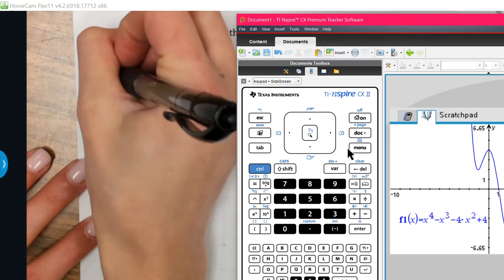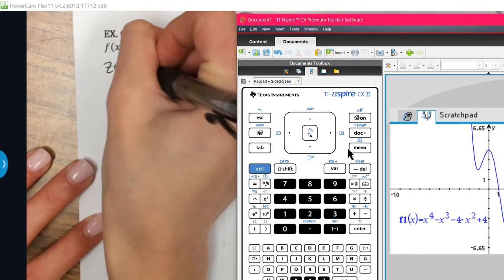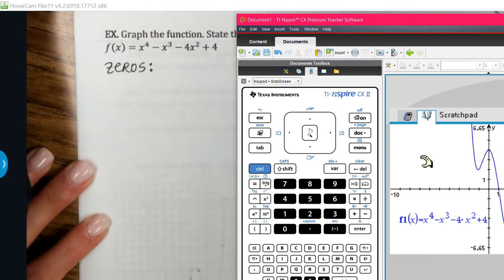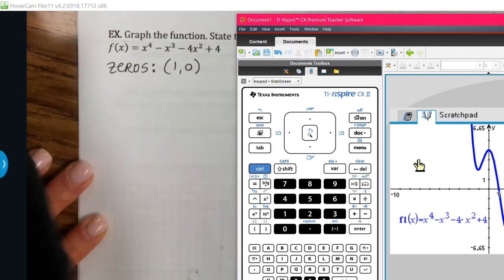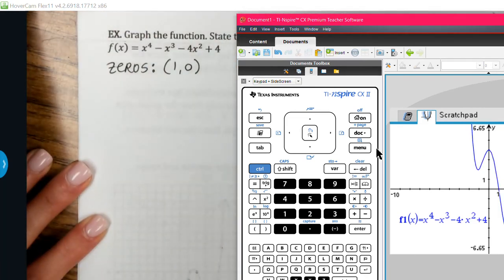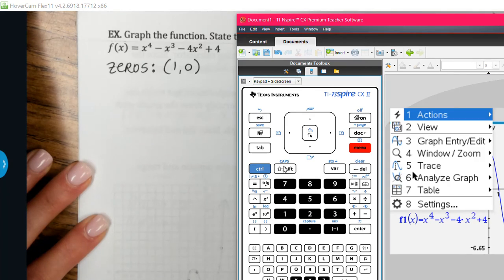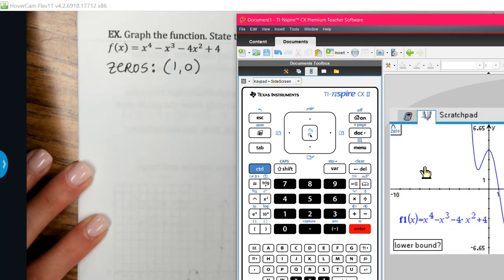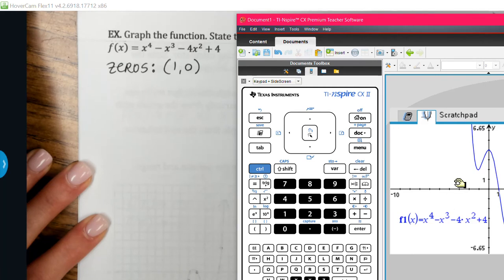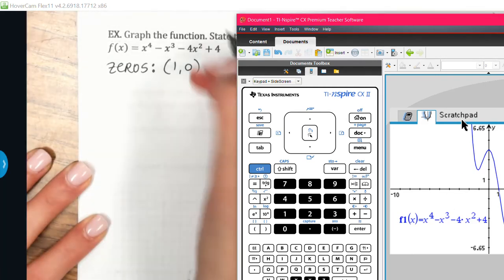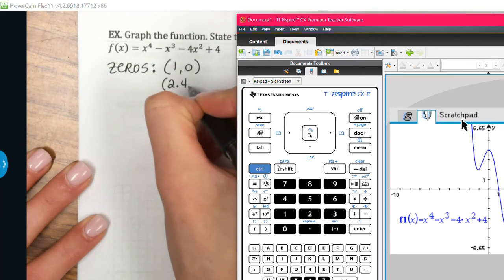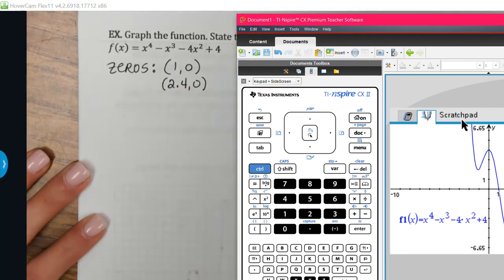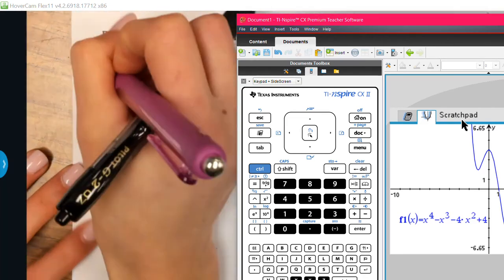Okay, so my zeros, I can tell that this one is 1, 0. Again, if you want to double check, you can. This one's in between, so I'm going to use my menu 6, enter. And that gives me 2.38. I'm going to round that to 2.4. I'm going to round to the nearest tenth. Okay, so those are my zeros.